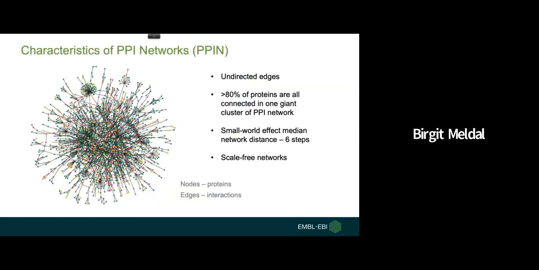So let's have a look at some of the characteristics of protein-protein interaction networks. As I just said, they are by default undirected. In big networks, more than 80% of the proteins are connected in one giant cluster. And these networks are characterized by the small world effect and the scale-free aspect of networks. The small world effect means, in the case of biological networks, that any two proteins in the network are on average only separated by 6 steps. And many of these interactions are separated by much fewer steps.